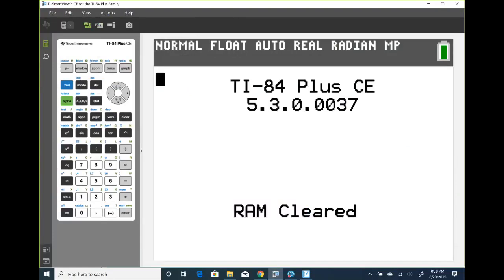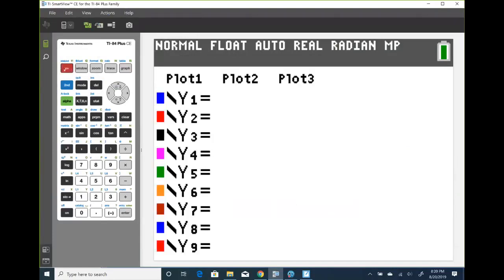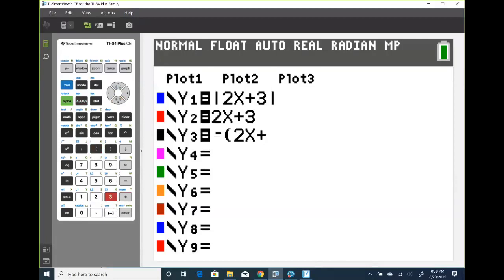Okay, so let's go to y equals, and let's go to the absolute value. So absolute value here is alpha window, number 1, and we are doing 2x plus 3. And then I ask students to go ahead and put in what the two equivalent expressions are that you gave me, 2x plus 3 and the opposite of 2x plus 3. So kind of thinking about this in a piecewise fashion.